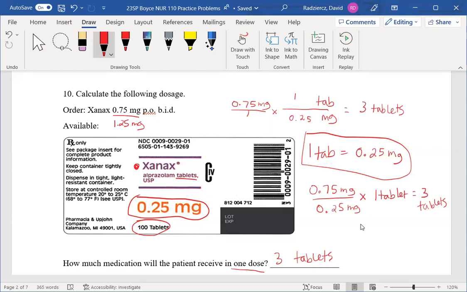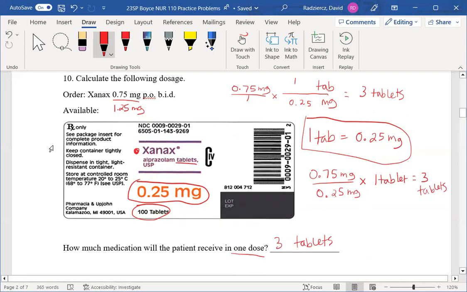Yeah, you jumped on that real quick. The five tablets would be the correct answer. The reason being, if you're doing what I think you're doing, you take the 0.25, and that times 4 would be 1 milligram, and then another 0.25 is the 5th tablet. So that works out.